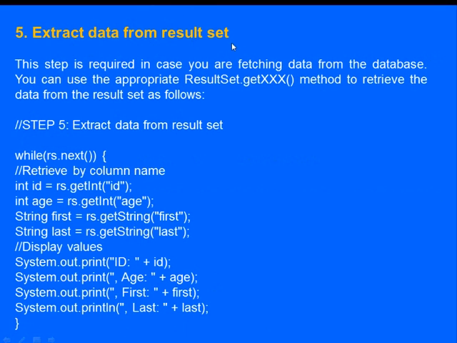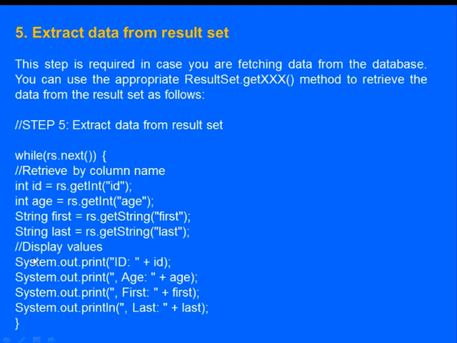Okay, now extract data from the result set. Once the query has been executed, we have to extract the result from the given result set. This step is required in case you are fetching data from the database. You can use the appropriate ResultSet getInt, getFloat, getDouble etc. method to retrieve the data from the result set as follows.